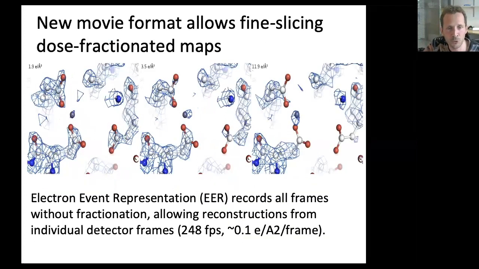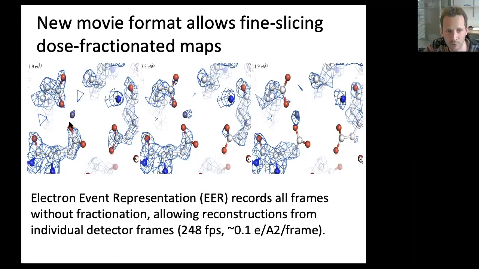We also used a new movie format, which allows you to collect these images at a frame rate of 248 frames per second, and we can now do reconstructions at a frame rate. So we can look at reconstructions of individual frames of the camera, and you can see how the density evolves during a typical exposure of perhaps one or a few seconds, and thereby you can start to follow the effects of radiation damage.